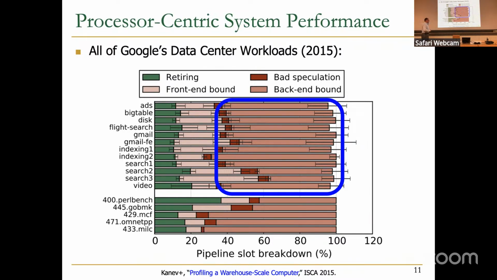Okay, basically, Google did this study in 2015. And they analyzed all of their data center workloads, and they found out that on the workloads that they execute in their data centers, most of the time the processor is waiting for data. That's what most of that backend bound is about. The processor is doing what it's supposed to be doing, which is completing instructions, retiring instructions. You're familiar with that terminology from DDCA, only 10 to 20% of the time.